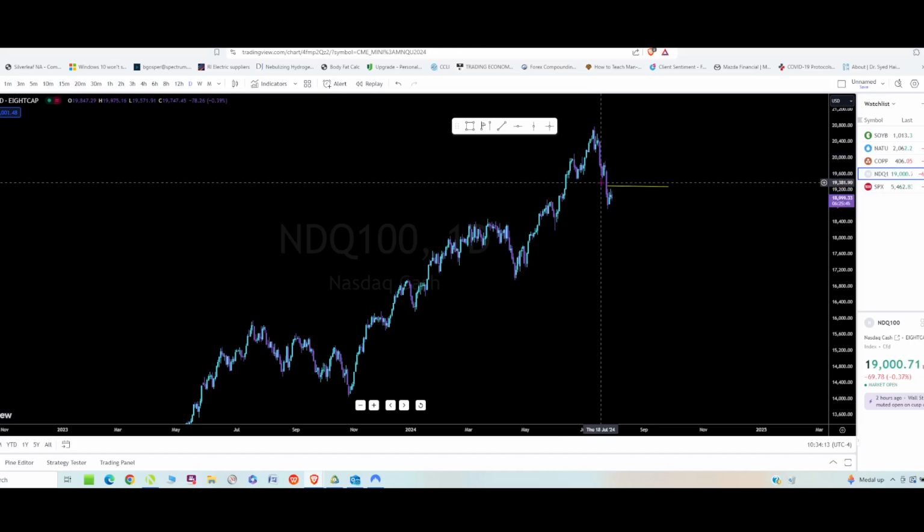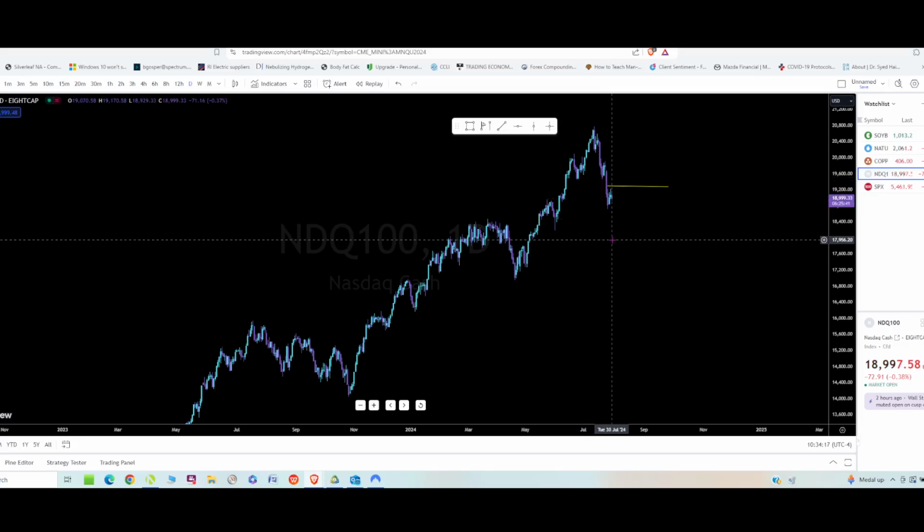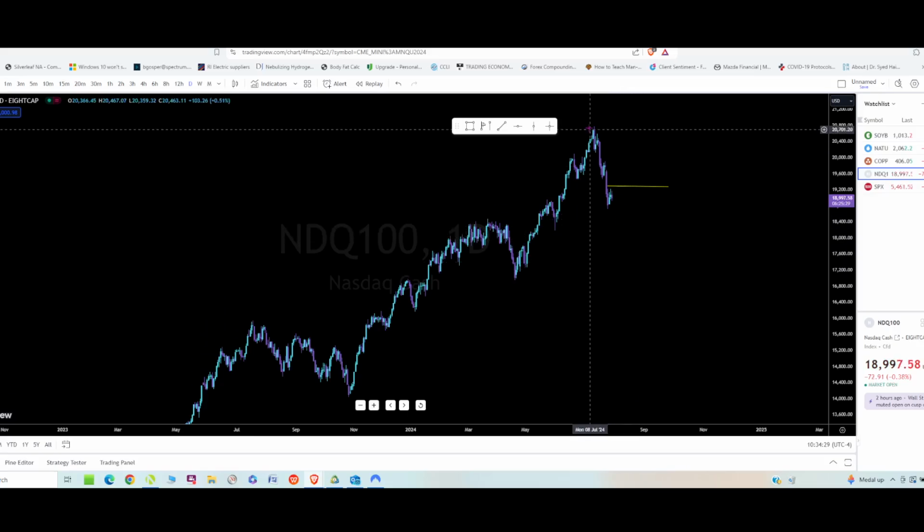And then, kind of around this point here, we broke this structure level. And now it looks like maybe we're trending down. Again, I just say maybe because I'm not here to try to tell you which direction this is going. But potentially this looks like we're at least in a short-term downtrend.